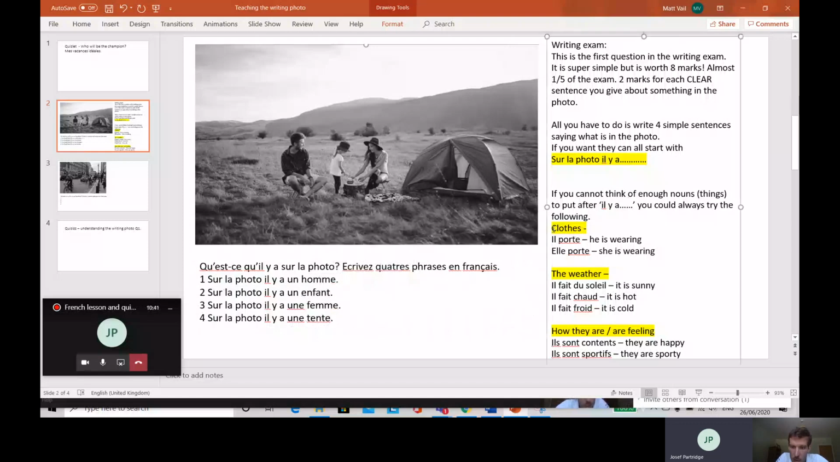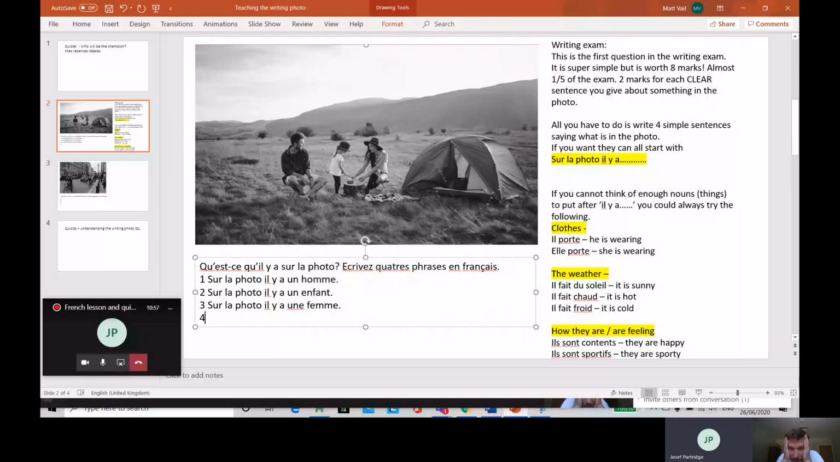So you can look at clothes. If you're really stuck, imagine we didn't know the word for tent. So we've got that. We've only managed to do those three, and we're like, oh no, I don't know any other things. I can't say in the photo, I don't know how to say grass, I don't know how to say hill, I don't know how to say any of those. So I'm a bit stuck.